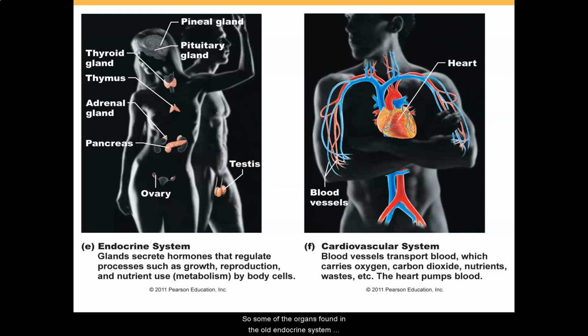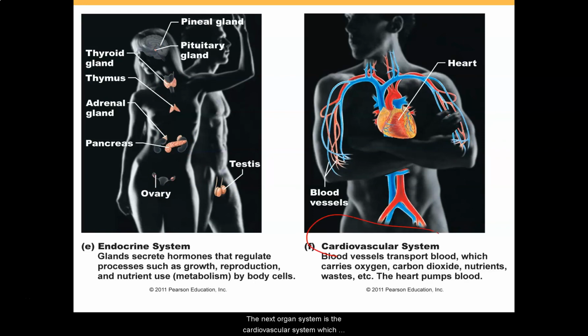So some of the organs found in the endocrine system, for example, some that we've heard about, would be the pancreas, the adrenal glands located at the top of the kidneys, thyroid gland, pituitary gland. Of course, we have some organs that have dual functionality, such as the testes and ovaries. Not only are these organs a part of the endocrine system because they make and release hormones, but they're also part of a different organ system, and in this case, reproduction.